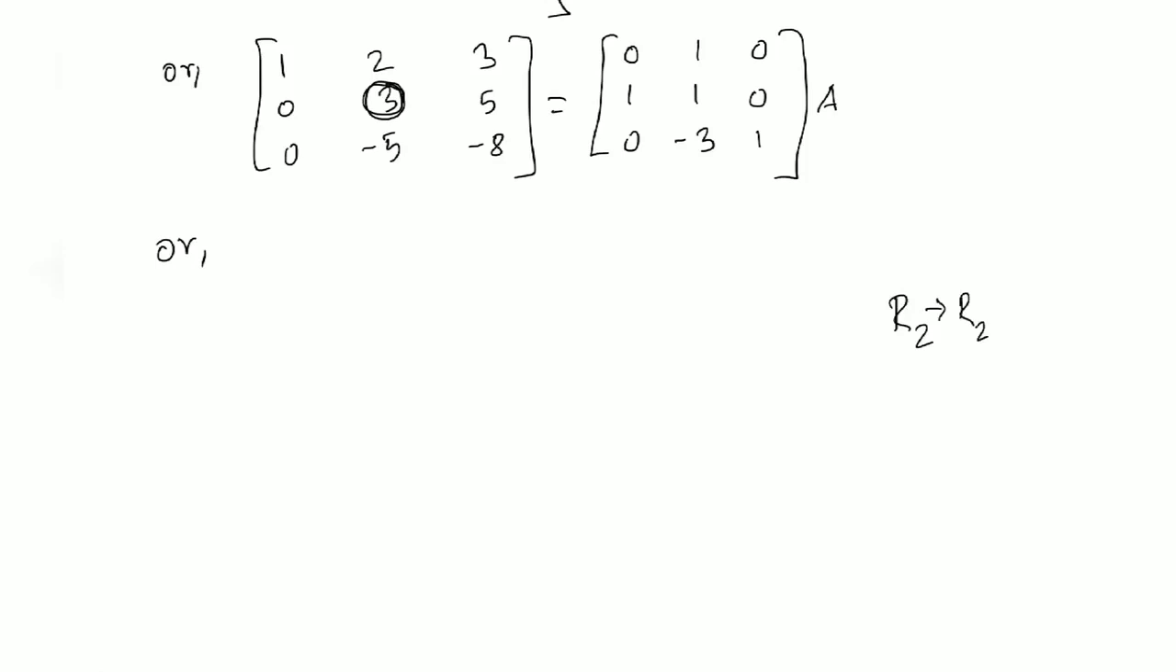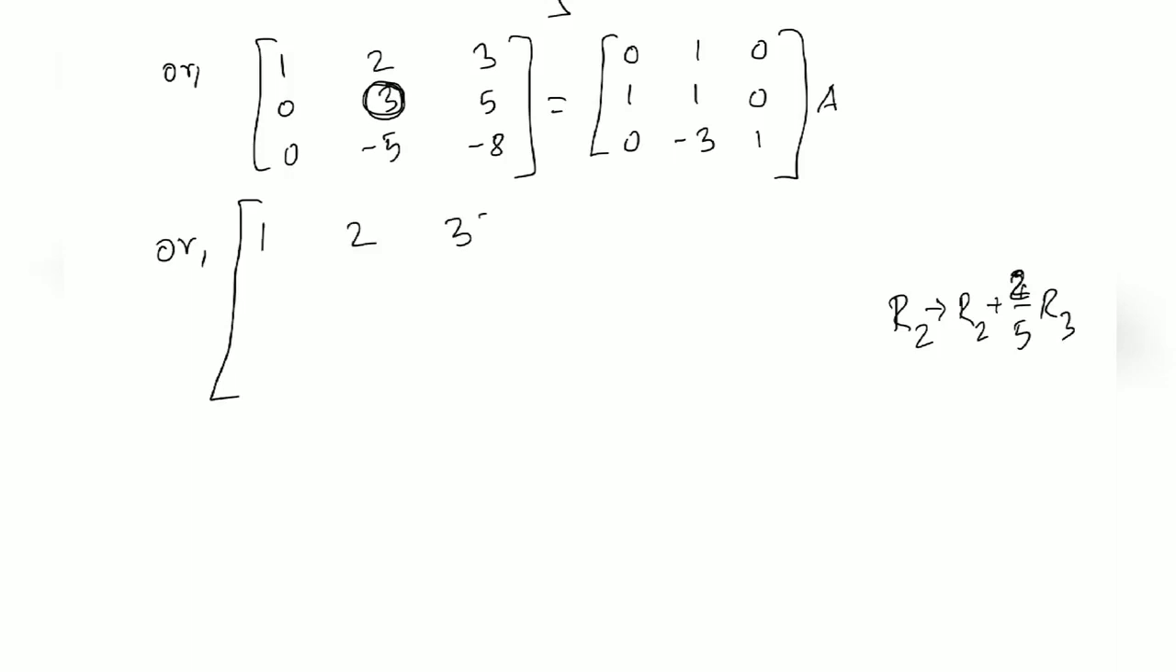We should change R2, because R2 in the encircled position we should make it 1. Now remember, if you are applying R2 plus 2 by 5th of R3, what you are getting is 3 minus 2, which is 1. Obviously that's the desired position.